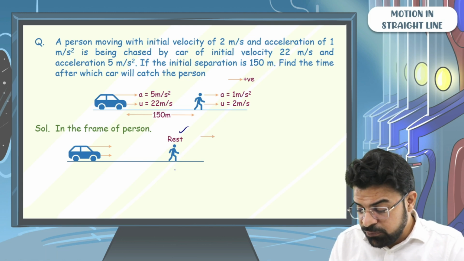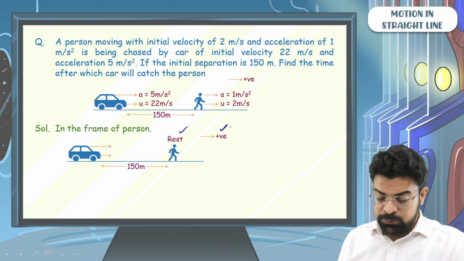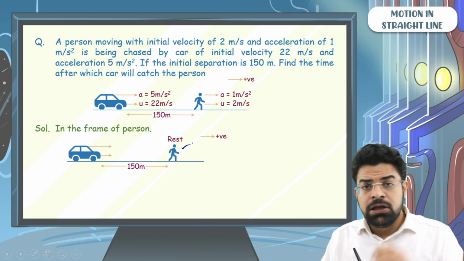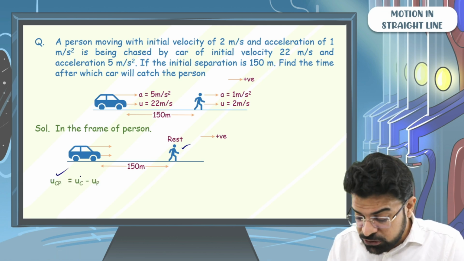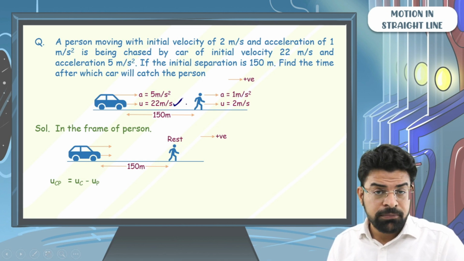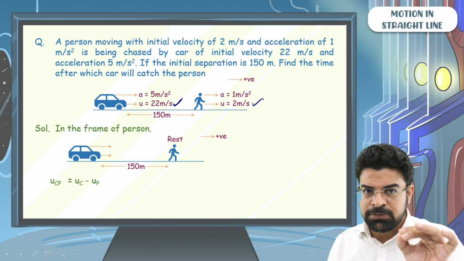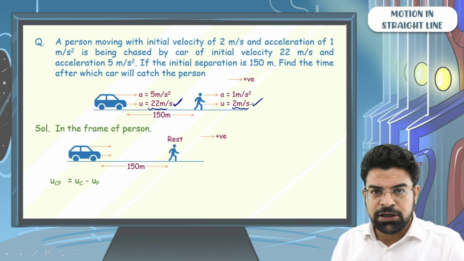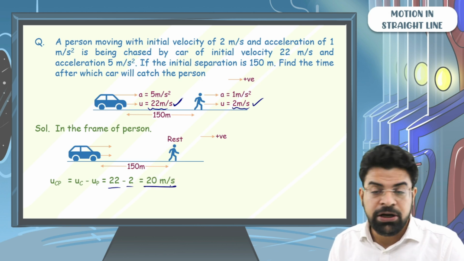The car is still 150 meter behind the person, and for the sake of solving, I will take the direction towards right as positive. In the frame of the person, I am fixed, I am static. The initial velocity of the car with respect to the person equals the initial velocity of the car minus the initial velocity of the person. Initial velocity of the car is 22 meter per second, initial velocity of the person is 2 meter per second. So 22 minus 2 is 20 meter per second.